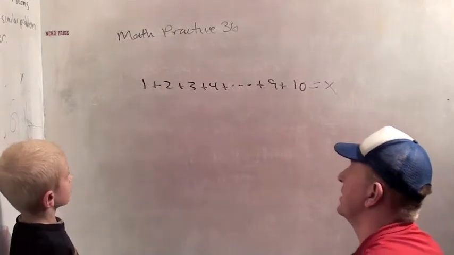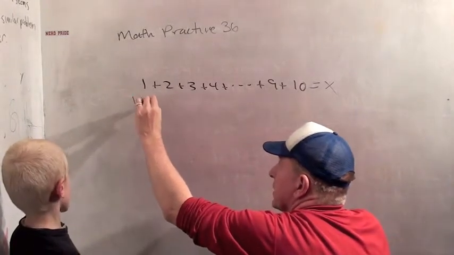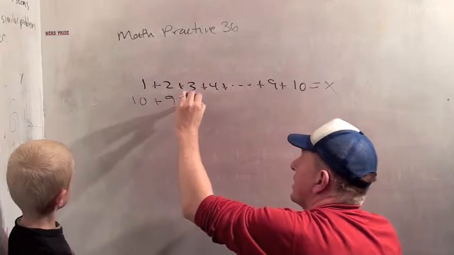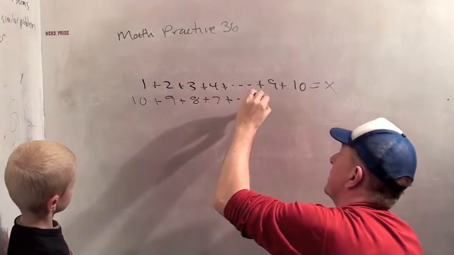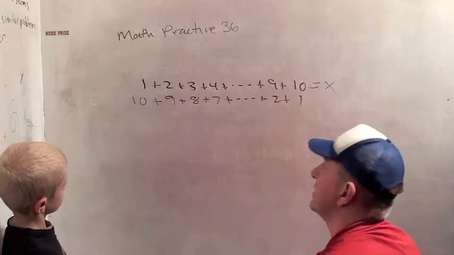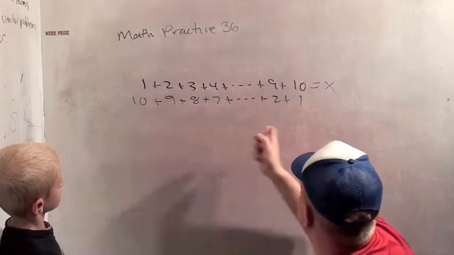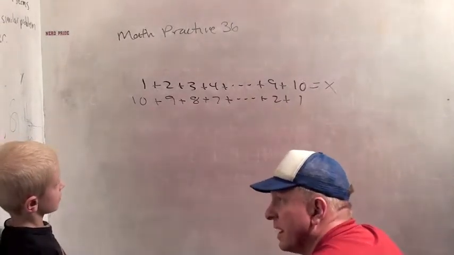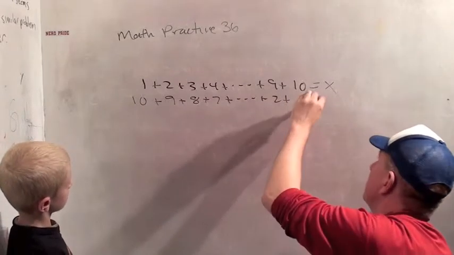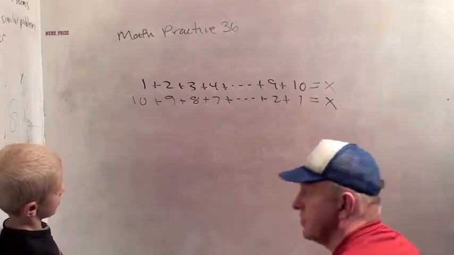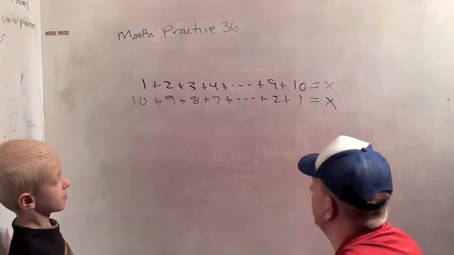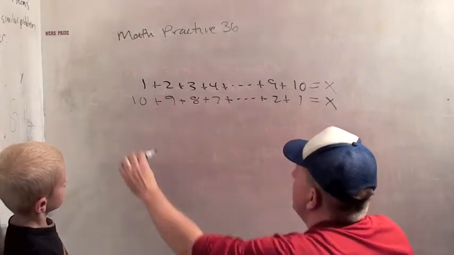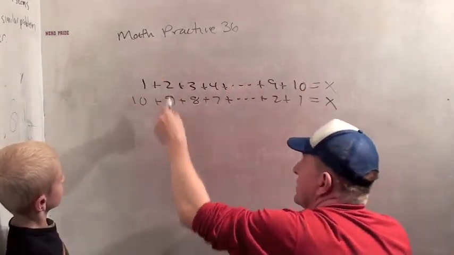Now, if I write it backwards, 10 plus 9 plus 8 plus 7 all the way down to 2 plus 1. That's the same, right? Because it's still 1 plus 2 plus 3 plus 4 all the way up to 10. I just wrote it backwards. So that's also equal to x. They're the same. Now, instead of adding this way, what if I added this way?